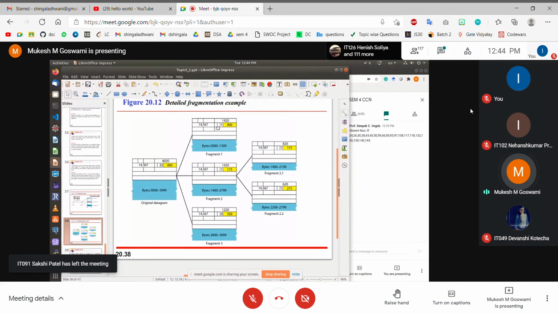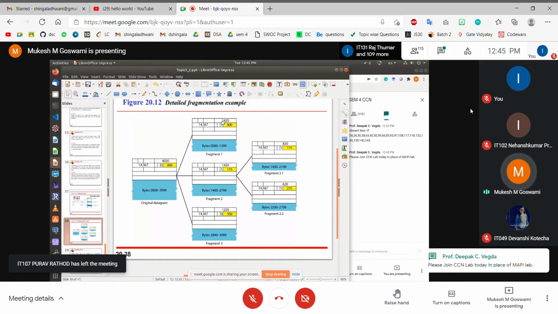Original packet is divided into 3 fragments, right? For the first fragment, offset is 0. For the second fragment, offset is 175. And for the last fragment, offset is 350. More fragment bit is 1 for the first fragment, 1 for the middle fragment, and 0 for the last fragment. And size of the packet is mentioned in the total length field.